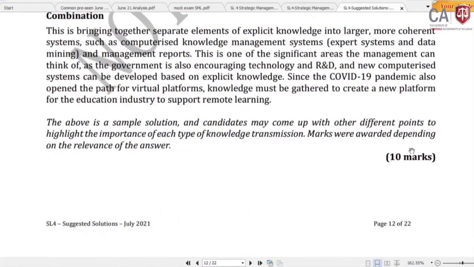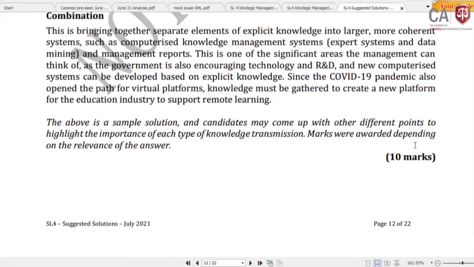Combination. This is bringing together separate elements of explicit knowledge into a larger, more coherent system such as a computerized knowledge management system. Now, see that definition: bringing together separate elements of explicit knowledge into a larger, more coherent system such as a computerized knowledge management system, expert system, data mining and management reports. This is one of the significant areas the management can think about, as the government is also encouraging technology and R&D, and a new computerized system can be developed based on explicit knowledge.